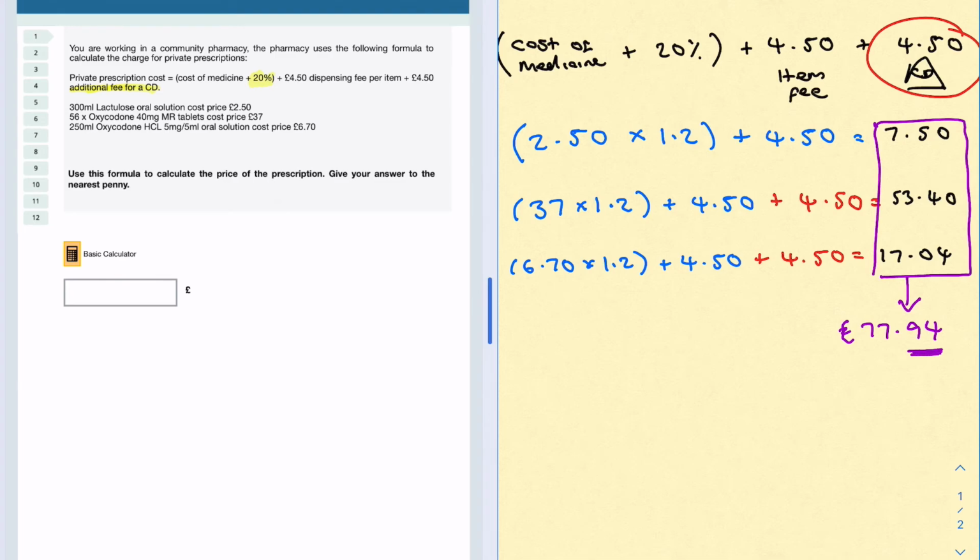A good exercise would be, after you answer your question, always read the last two lines in the question again, just to make sure that you've given it in the correct format to the correct number of places that they're asking for.